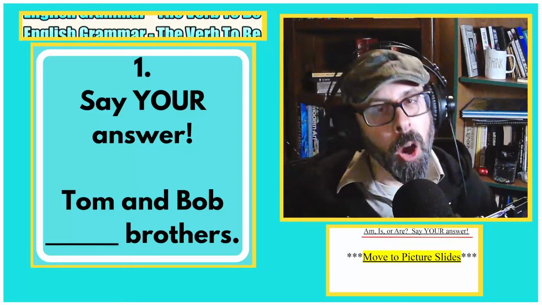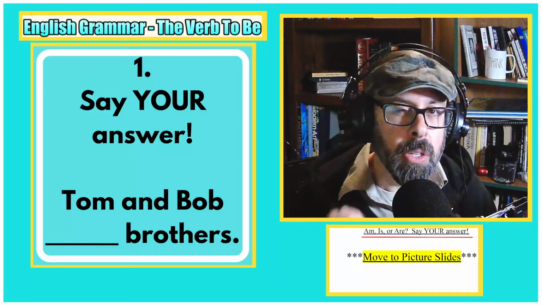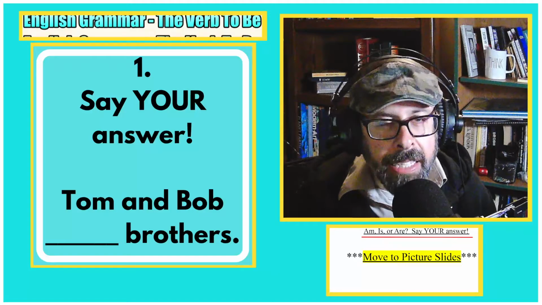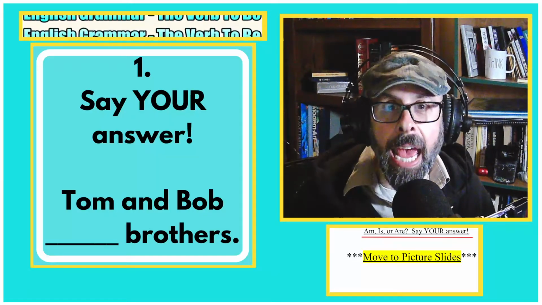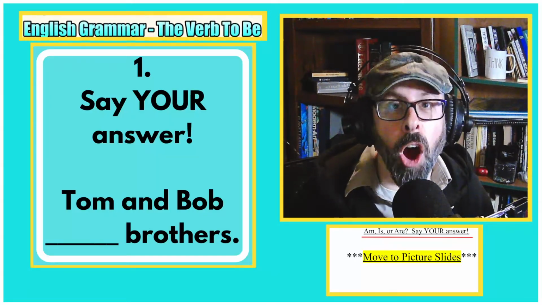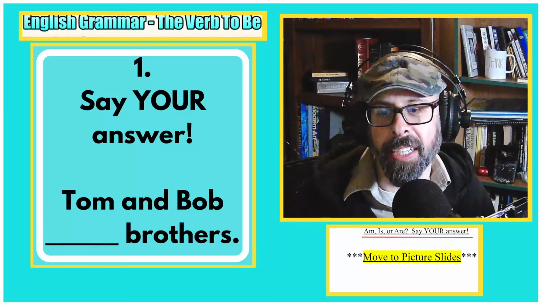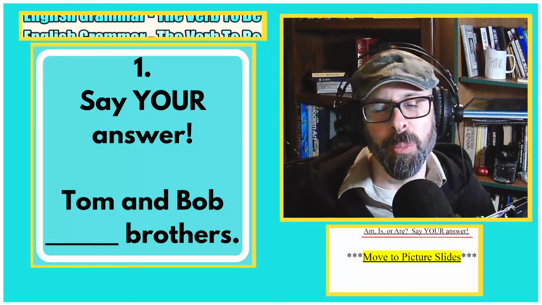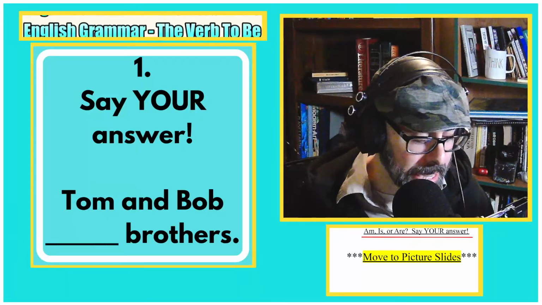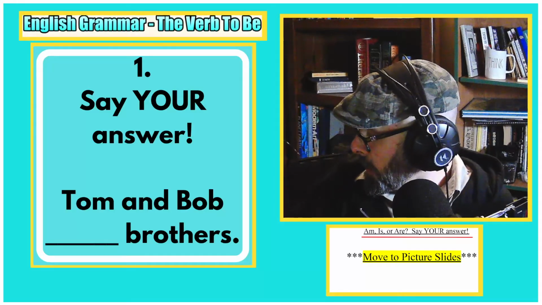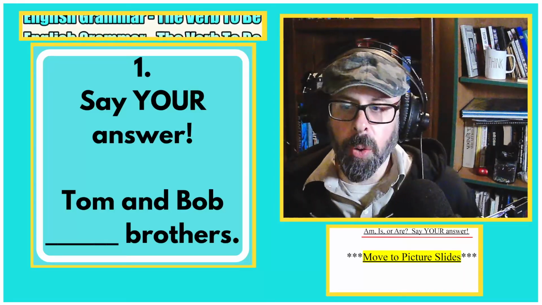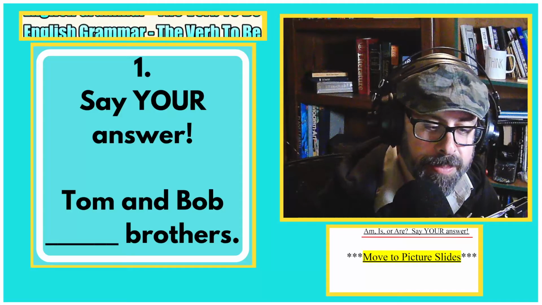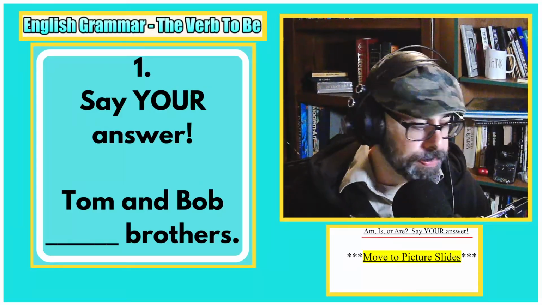So we look at the question, we read the statement, I say blank, you say am, is, or are. Practice saying it. We'll go back at the end and read the statements. All right, let's go to number 2.